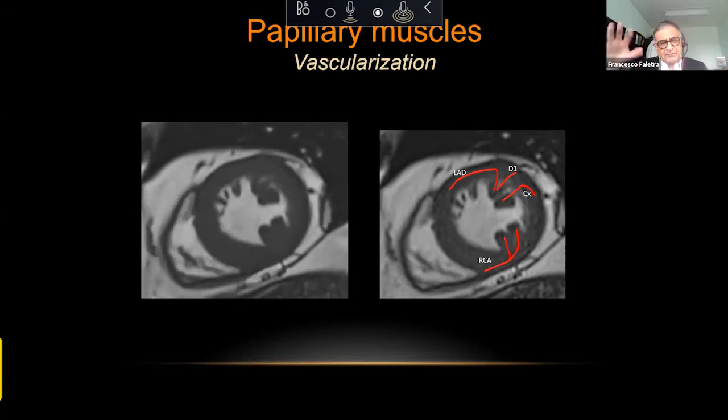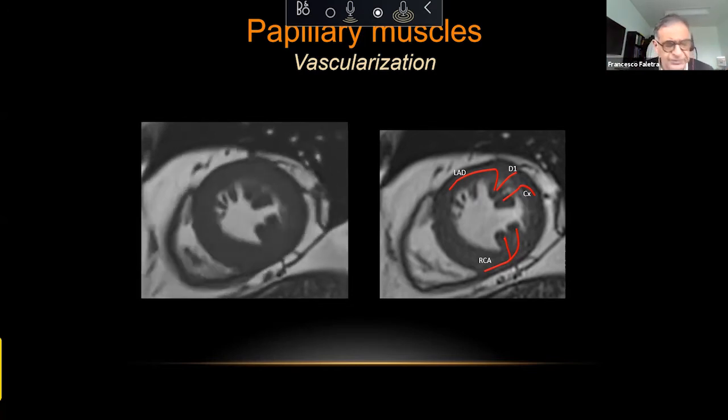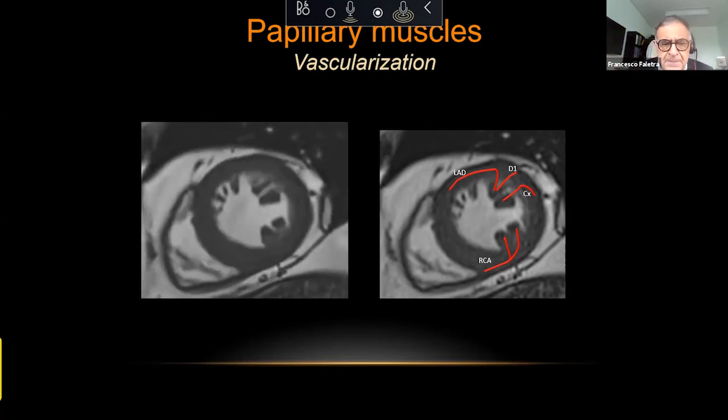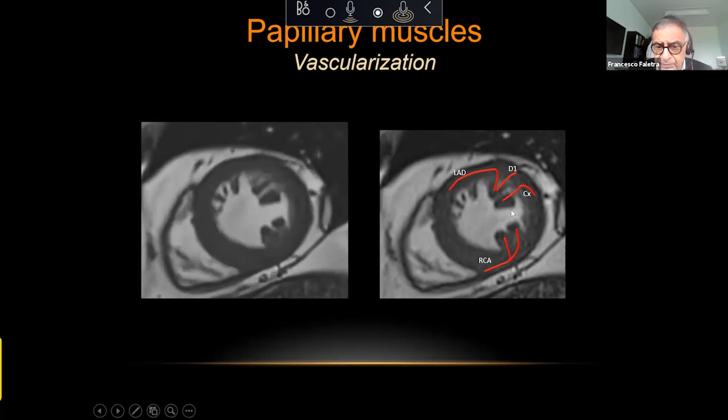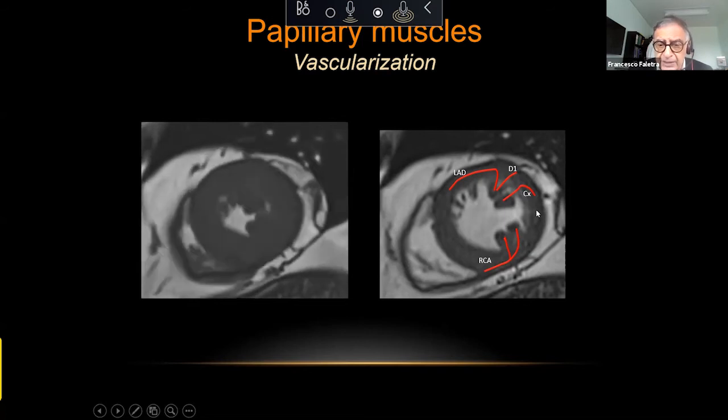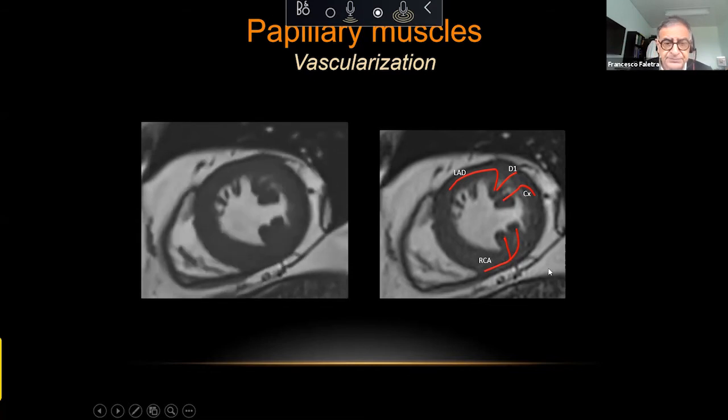Of course, there is some variability, and I don't want to discuss this, but this is the main scheme of vascularization of the papillary muscle. So this is the reason why it is more subject to ischemia, and this is the reason why the rupture of the papillary muscle usually occurs in this area here.